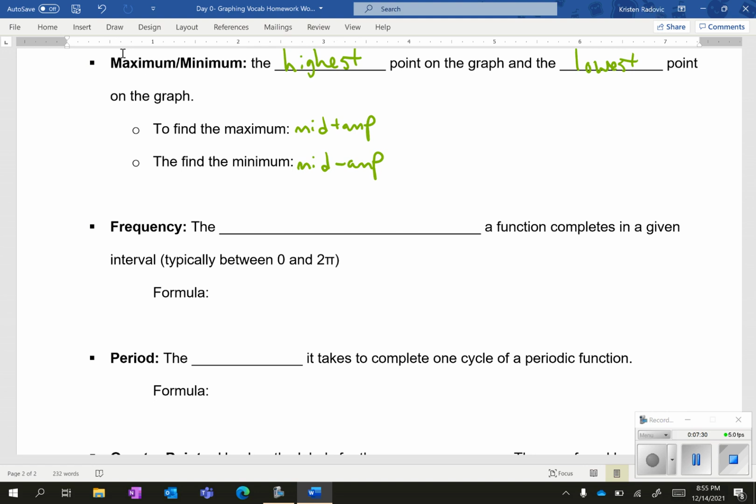Going on to your frequency. Basically, how frequent does your cycle happen? It's the number of cycles a function completes in an interval. Now, with trig, that interval is typically from 0 to 2 pi. So how many times does your graph repeat itself between 0 and 2 pi? We are going to think to ourselves, how many? And the formula for that is 2 pi over your period.